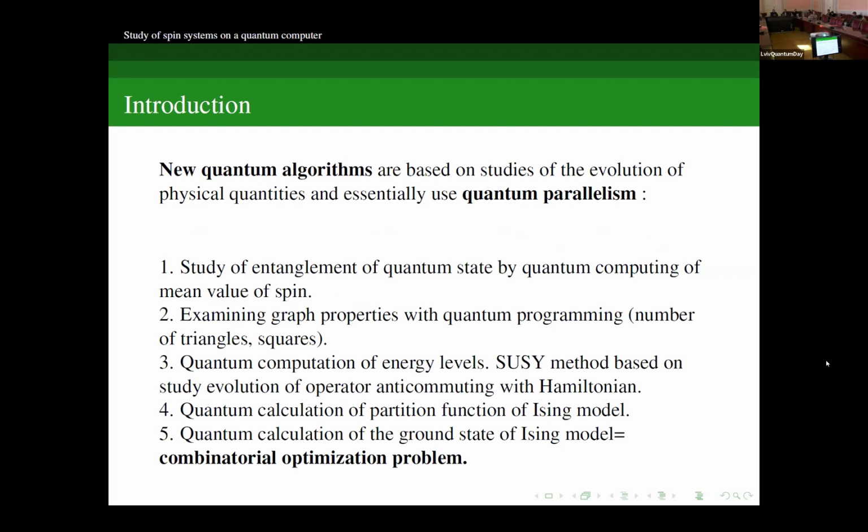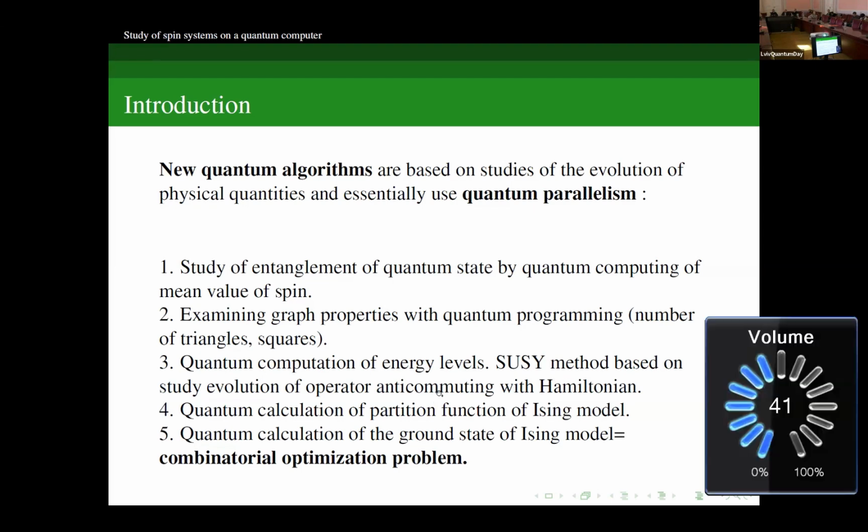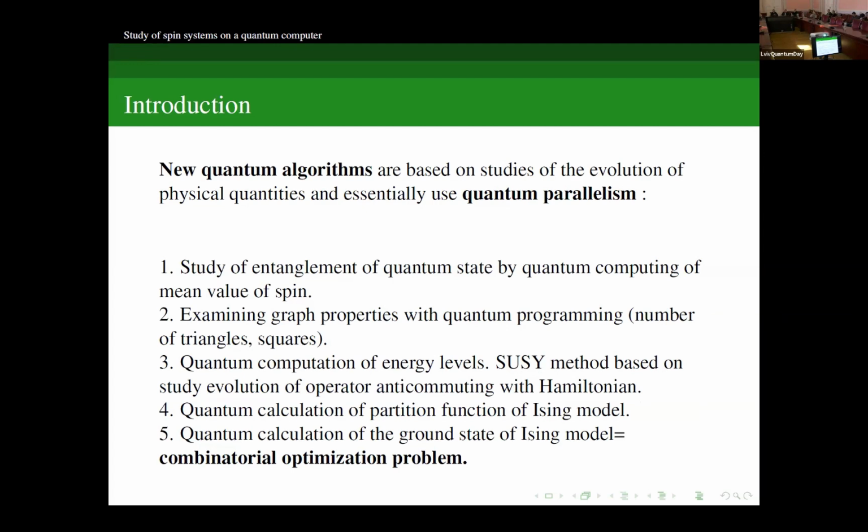First of all, I would like to say about using a quantum computer to study entanglement of a pure quantum state. It is possible to find entanglement between a spin and some other spins using a quantum computer. Next, it is possible to study graph properties. When you have a classical graph and, for instance, you want to find the number of triangles or squares, from the classical point of view it is not so simple a problem.